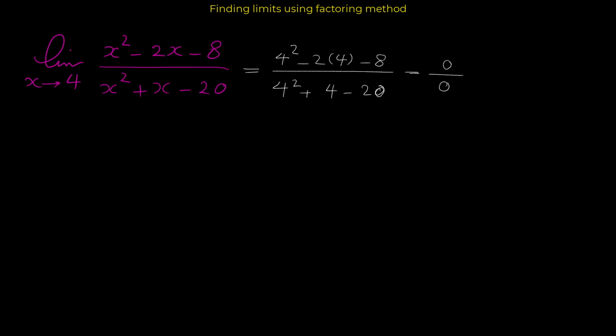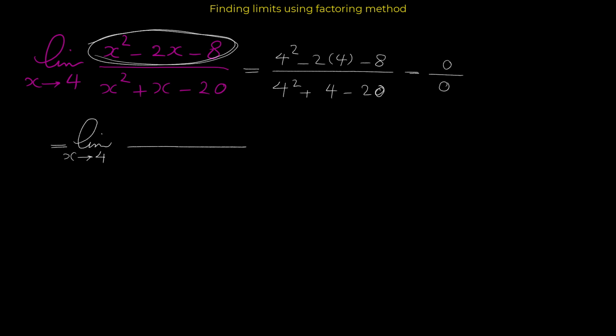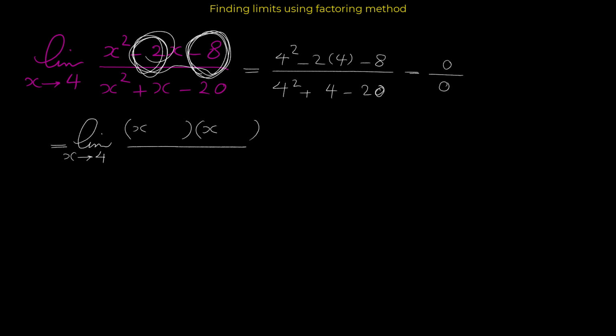With direct substitution, we cannot find the limit. We have to try to factor the numerator and denominator. In this limit, in the numerator and denominator, we have quadratic expressions. We want to first factor this: x squared minus 2x minus 8. First we have to put 2 brackets, x in each bracket. Try to guess two numbers whose product is negative 8 and the sum of those numbers is negative 2.